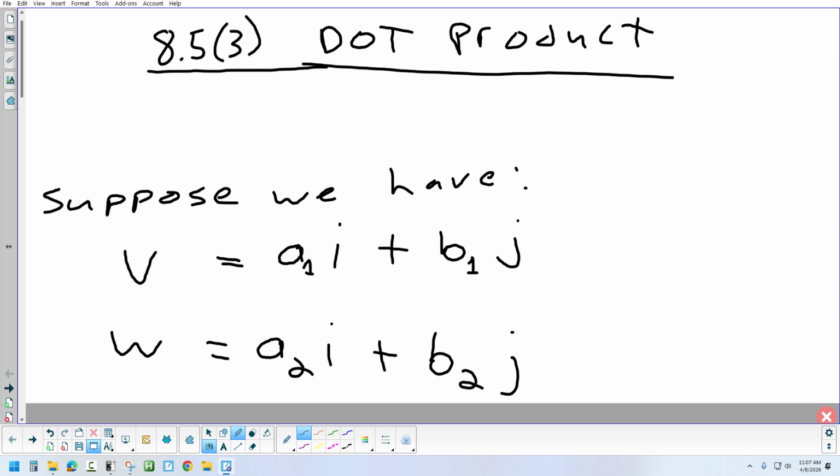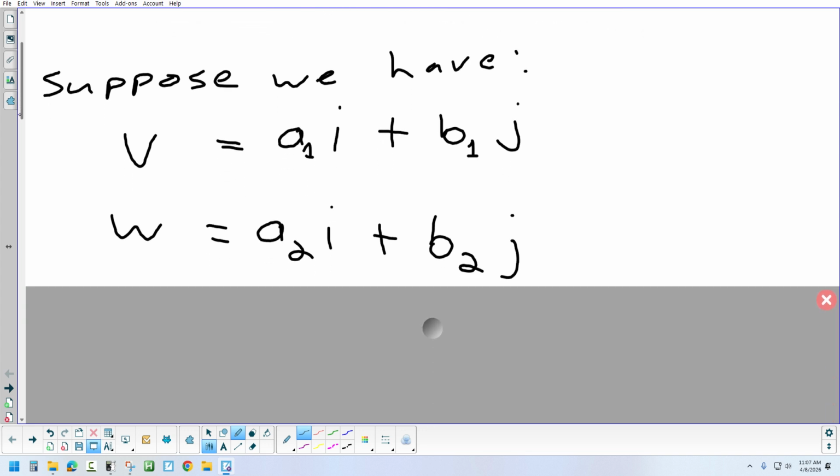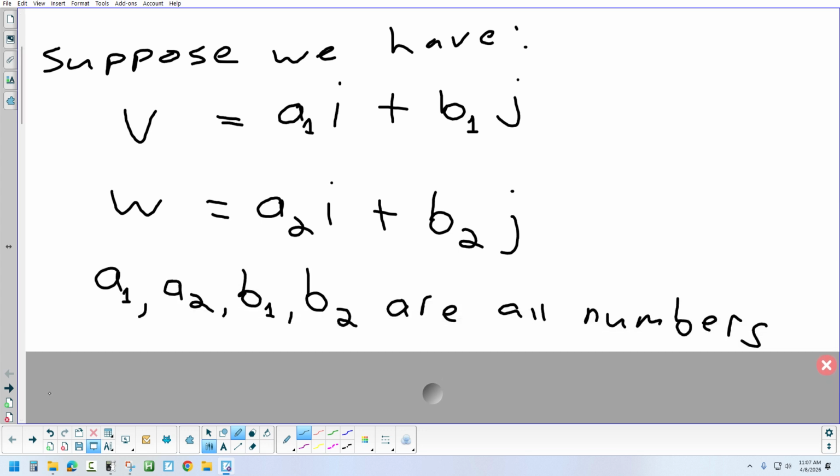Here are two vectors. Each vector has a horizontal and a vertical component. A is the horizontal because it's next to i, and B is the vertical, next to j. We're going to look at how to multiply these together. When we do a real problem, the A's and B's would all be numbers, like 2i plus 4j, things like that.